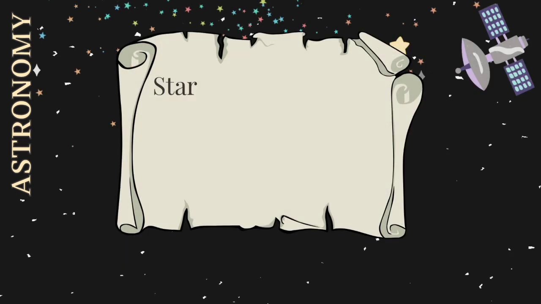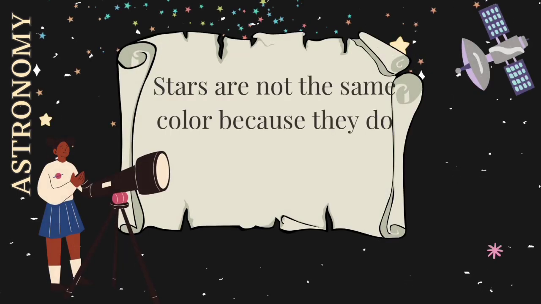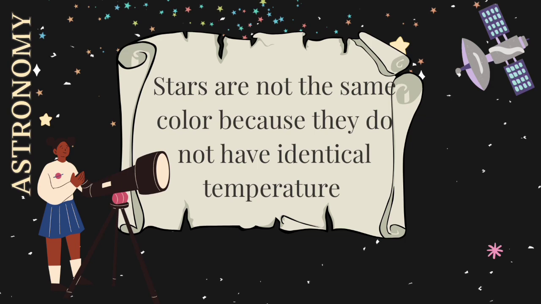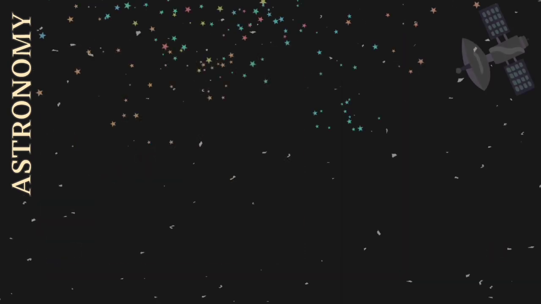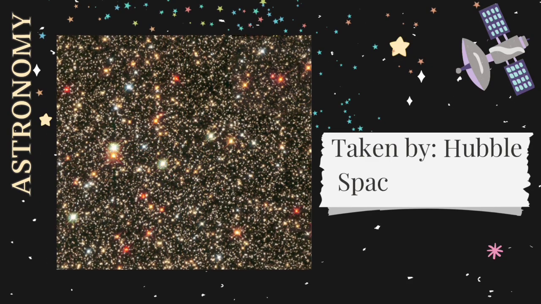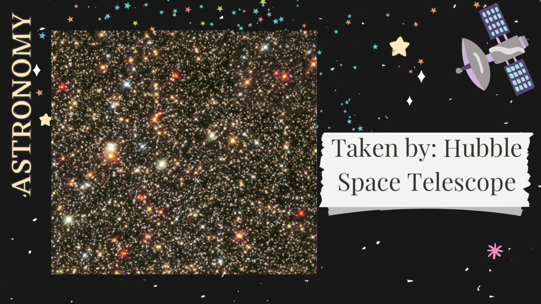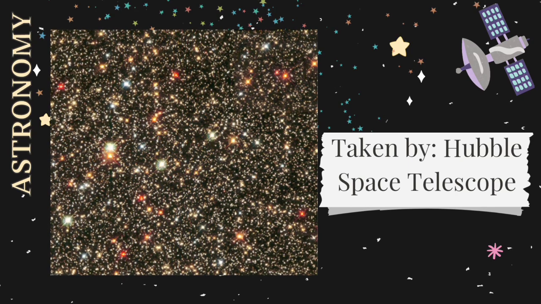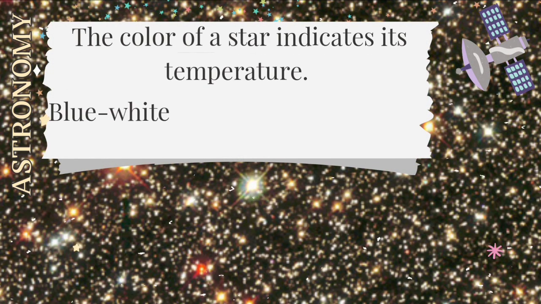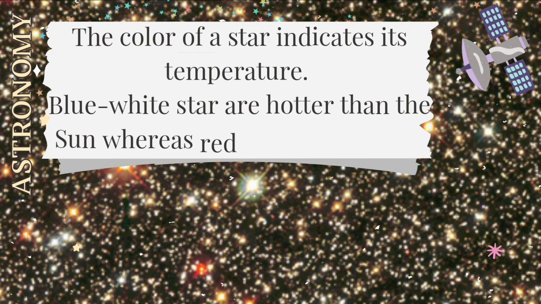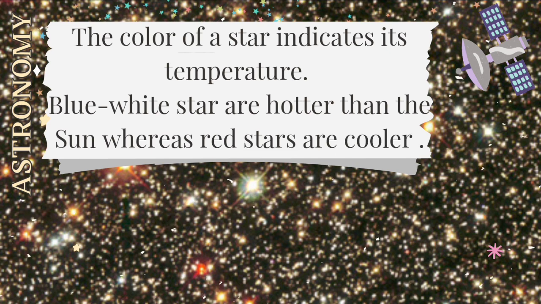As we have seen, stars are not all the same color because they do not all have identical temperatures. This image, which was taken by the Hubble Space Telescope, shows stars in the direction toward the center of the Milky Way galaxy. The bright stars glitter like colored jewels on a black velvet background. The color of a star indicates its temperature. Blue to white stars are much hotter than the Sun, whereas red stars are cooler.